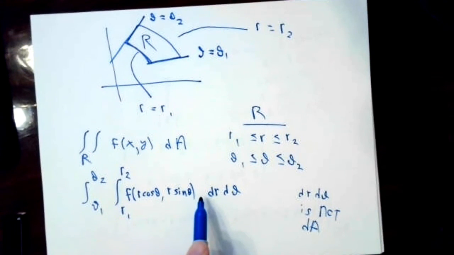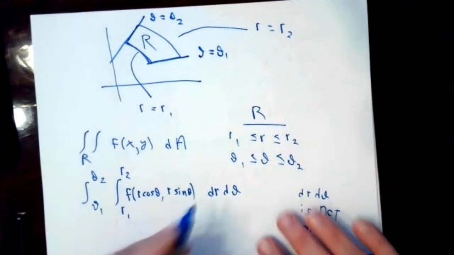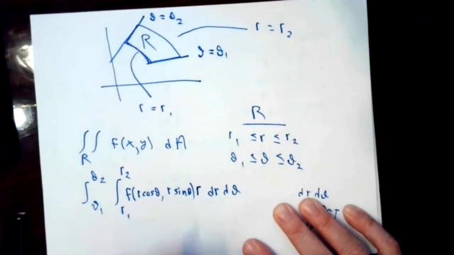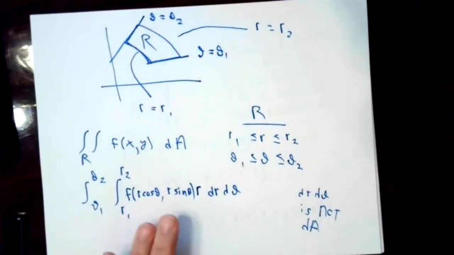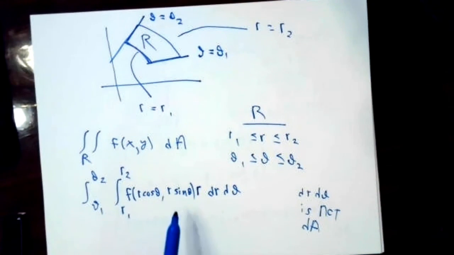I have to have that ugly factor, but the factor isn't actually that ugly for polar. It's just r. So whatever function f is of x and y, express the x in it by r cosine theta, express the y by r sine theta. Don't forget to put that extra factor of r in, and now this integral is easy to do.